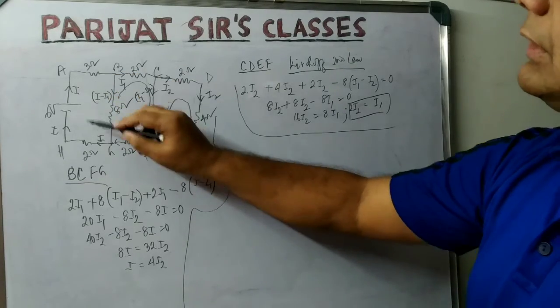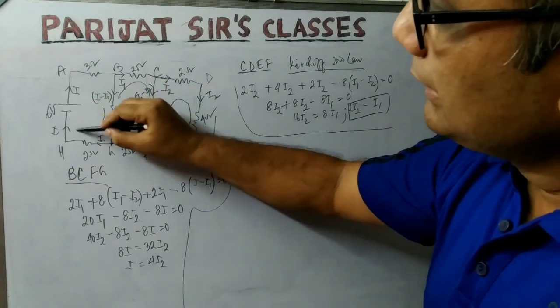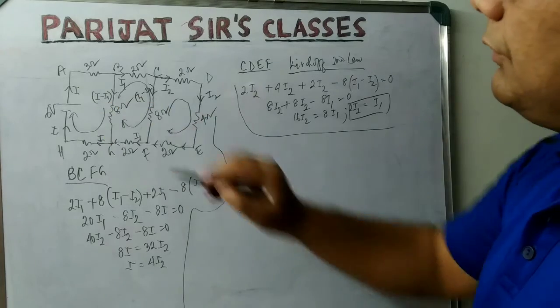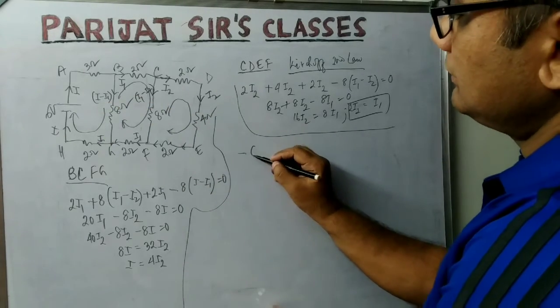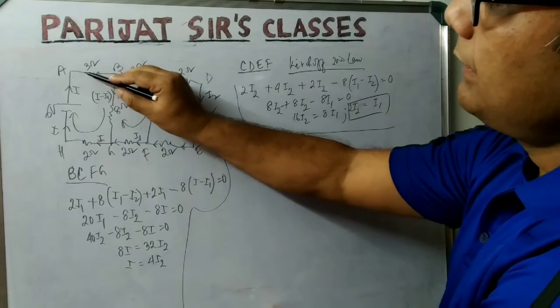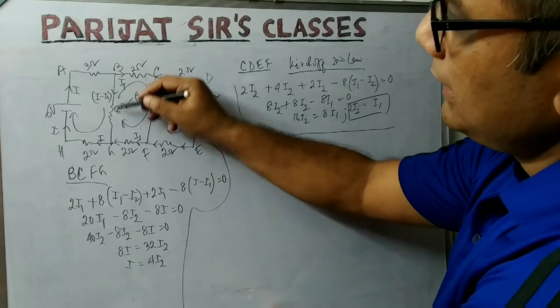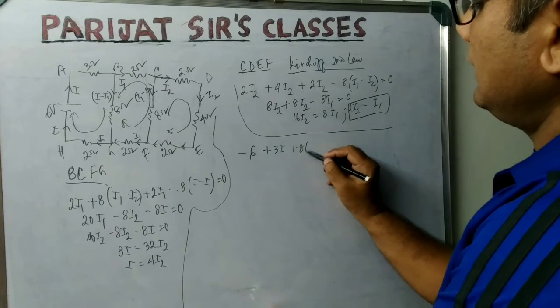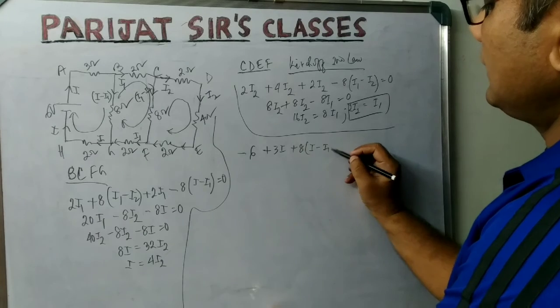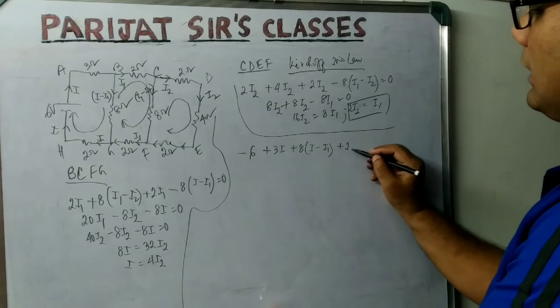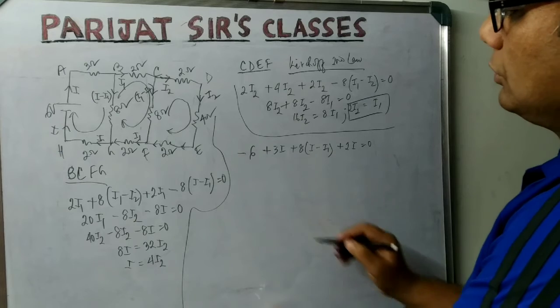Now let us come to the third part of the circuit. Third part of the circuit is this. If I am going like this, let's start. I am moving from negative to positive, that is minus 6. And then in the direction of the current, so plus 3I. And then plus 8(I minus I1). And then in the direction of the current, that is plus 2I equal to 0.